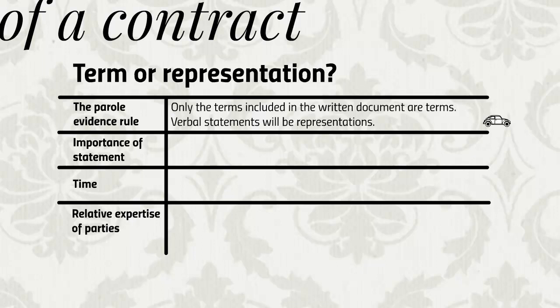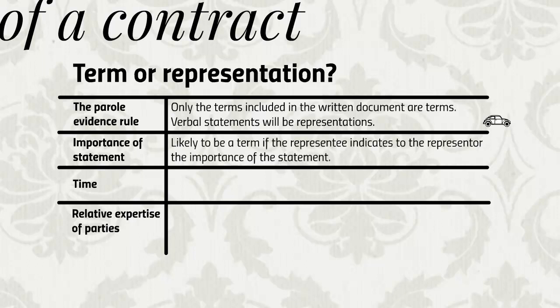So verbal would be representation in this case. If it's written in, it would be a term of contract. If it's written in and it's not true, they've breached the contract. If it's verbal and it's not true, it's misrepresentation. However, then we move on to something called the importance of statement. And this is when the statement is so important, it makes something a term.